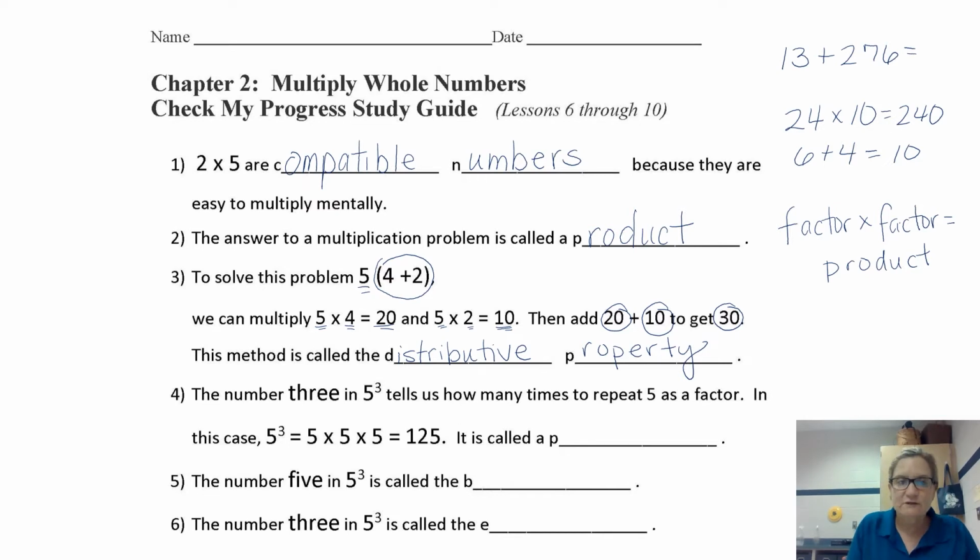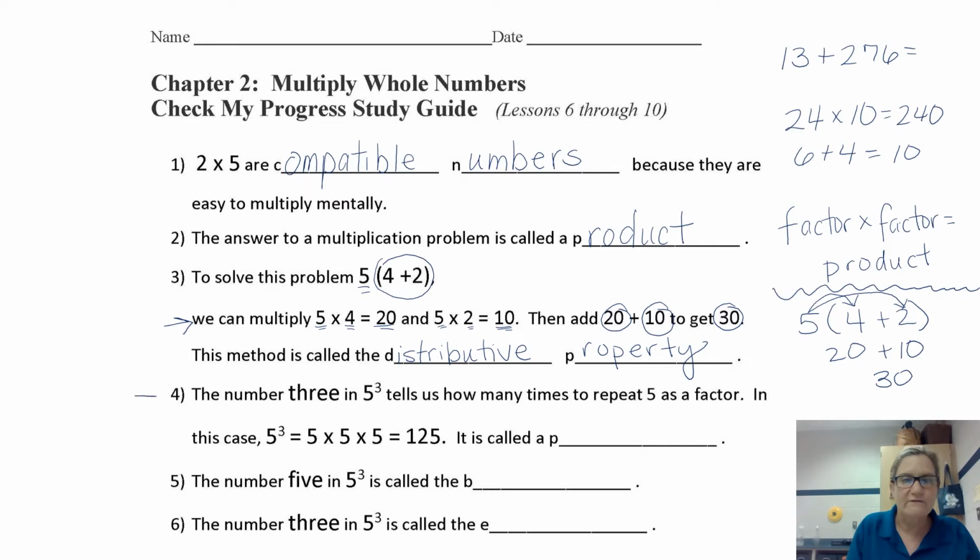Now, this was explained to you in words, but if I wanted to do it mathematically, it would look like this. 5 times 4 equals 20, plus 5 times 2 equals 10, and 20 plus 10 equals 30.